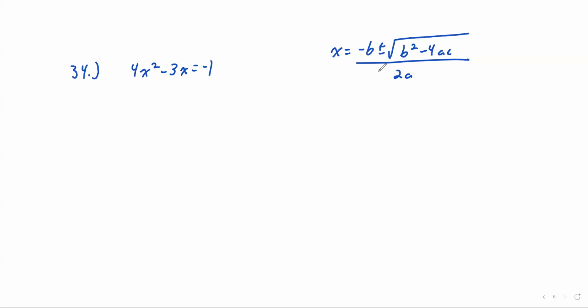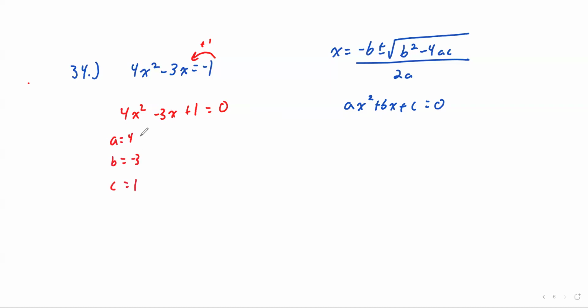Or we can actually utilize the form ax squared plus bx plus c equals 0, so that we can just pull the coefficients and plug them in. So in this situation, I have 4x squared minus 3x, but the negative 1 needs to be moved to the left by adding it. So this is now plus 1 equals 0. Now it's in the correct form. Just label your stuff. A is equal to 4, B is equal to negative 3. Signs go with the number, and then C is equal to 1. Once you have your values, simply plug them into your equation.